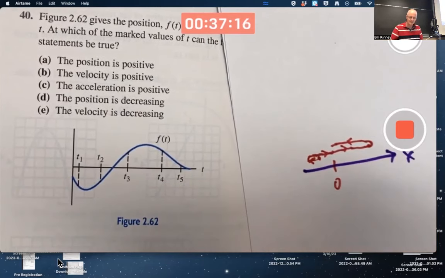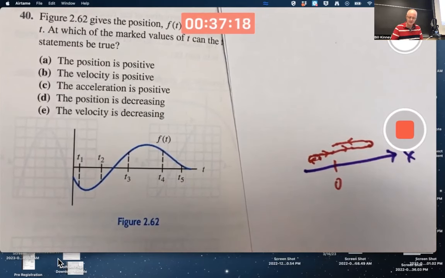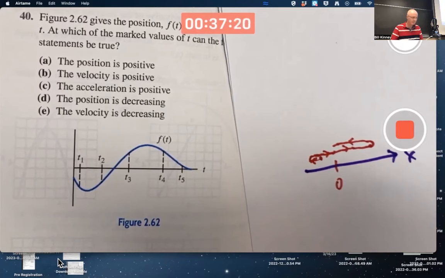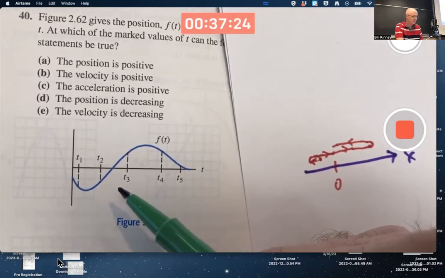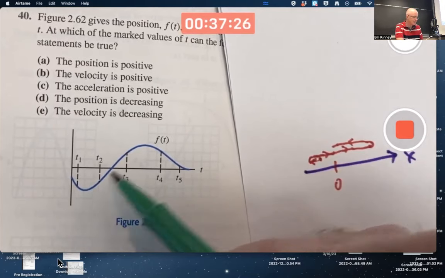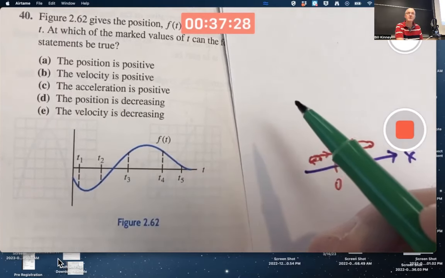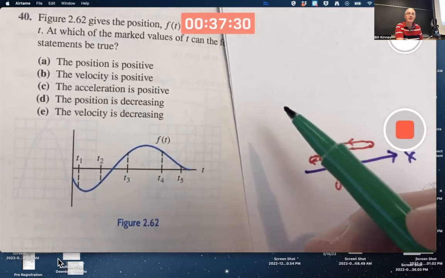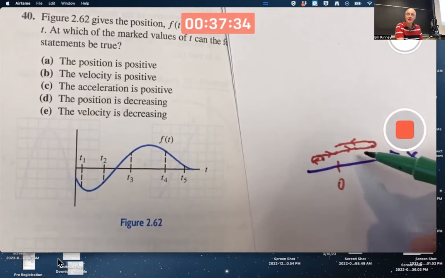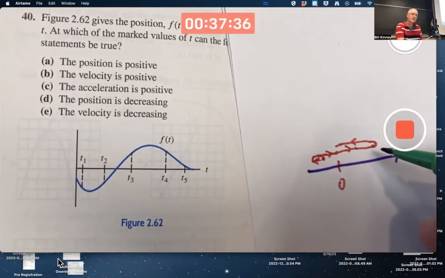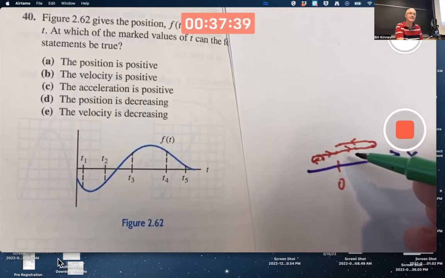Where is the velocity positive? The velocity is the derivative of position, the slope of the position graph. Positive at T2, positive at T3, and those are the only 2 of the marked spots. At those moments in time, you are moving to the right. That's a positive velocity. When you move to the left, it's a negative velocity.